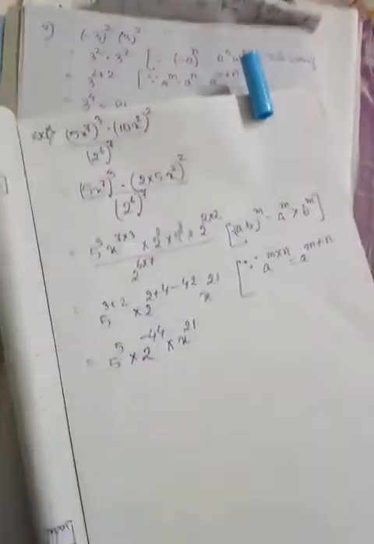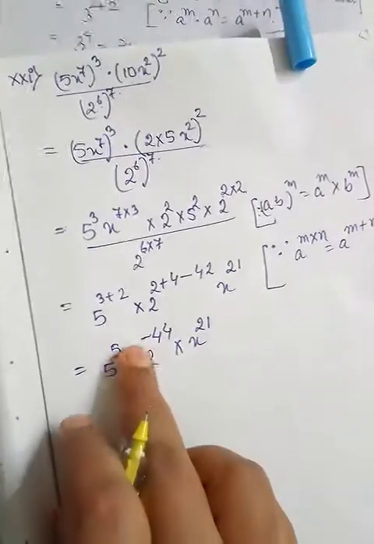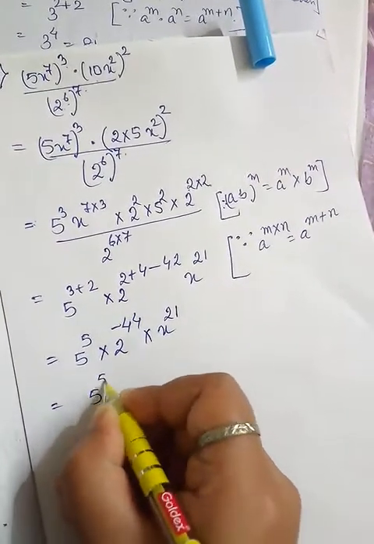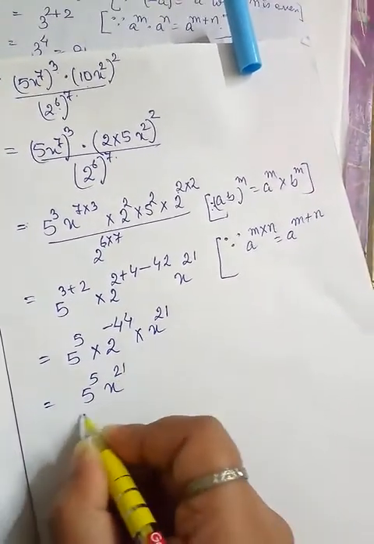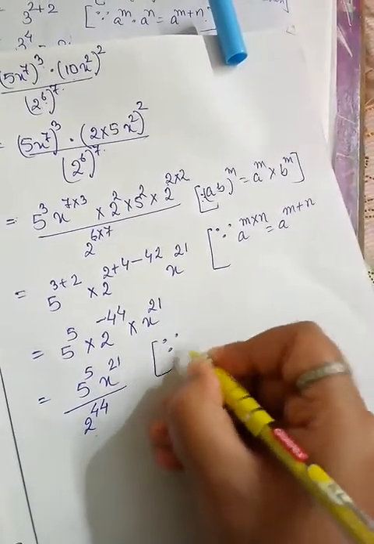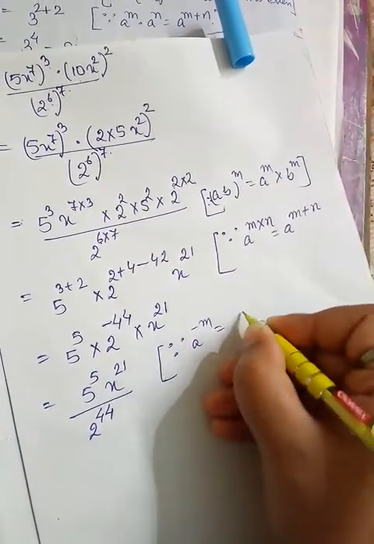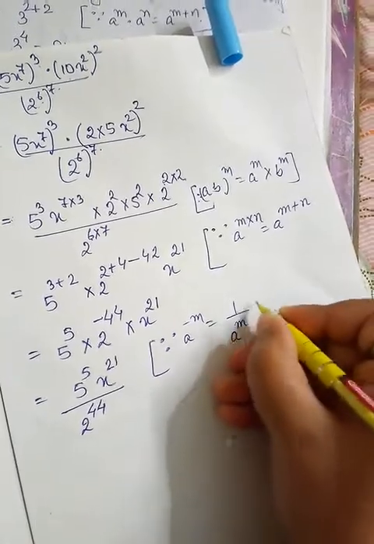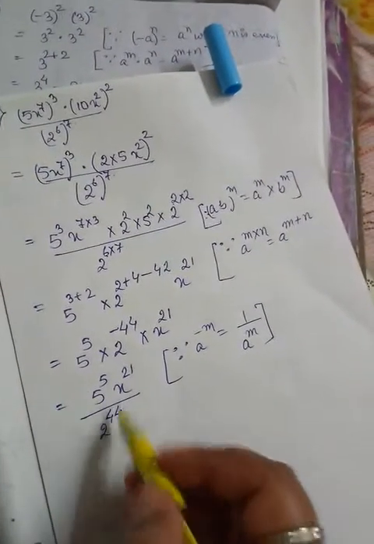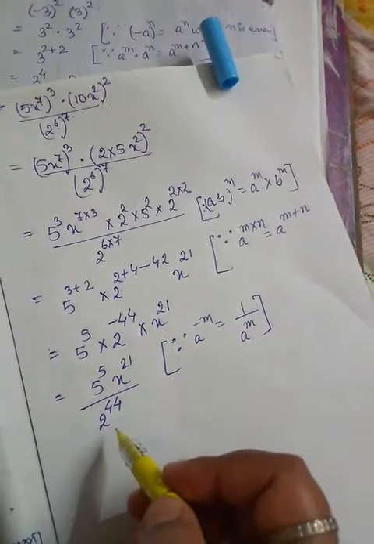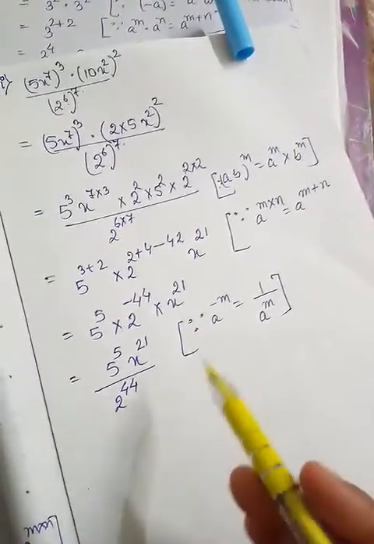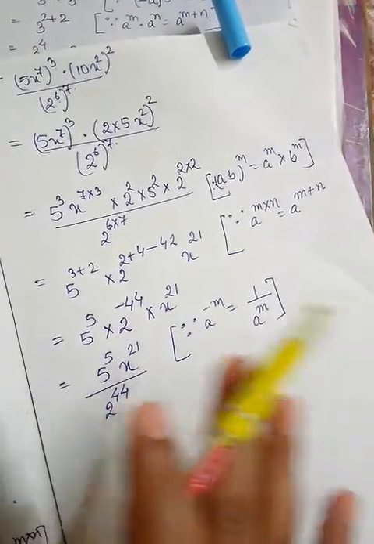But it has been stated that you need to have a positive index, and we see that 2 is having a negative index. So we will write 5 raised to the power 5 x raised to the power 21 by 2 raised to the power 44, since a raised to the power minus m is equals to 1 by a raised to the power m. Clear? Now if you want, you can simplify, expand this like 5 into 5 into 5, so whatever the answer will be, or you can stop your calculation here itself.